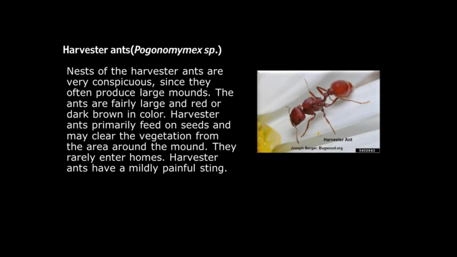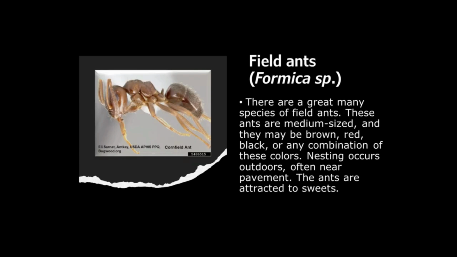Harvester ants, Pogonomyrmex sp. Nests of harvester ants are very conspicuous since they often produce large mounds. The ants are fairly large and red or dark brown in color. Harvester ants primarily feed on seeds and may clear the vegetation from the area around the mound. They rarely enter homes. Harvester ants have a mildly painful sting. Field ants, Formica sp. There are a great many species of field ants.